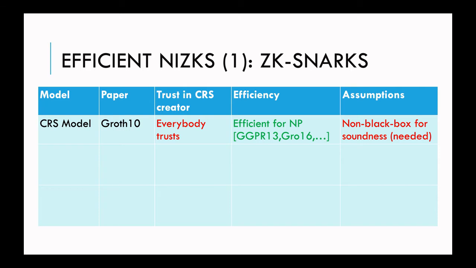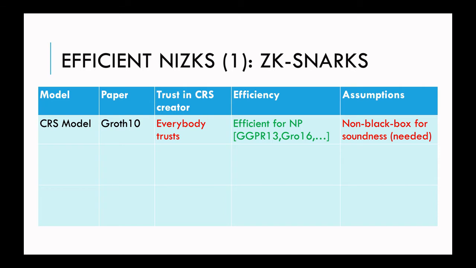So that said, here is an overview of the recent advances in the case of ZK-SNARKs, succinct non-interactive arguments of knowledge that are extremely popular, mostly but not only because of their potential applications in blockchains. So the traditional ZK-SNARKs work in the CRS model. The first contemporary ZK-SNARK was proposed by Groth in 2010. They have a CRS where everybody trusts the CRS. And the newest SNARKs in the CRS model are extremely efficient.